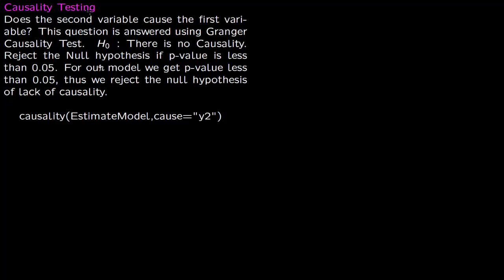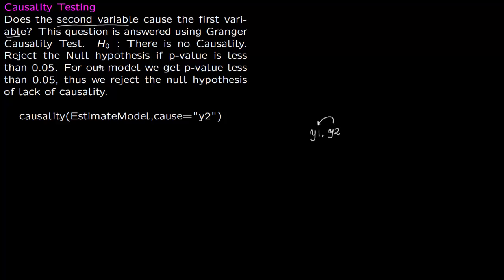Now we talk about causality testing. So the first thing is, does the second variable cause the first variable? We had a series, and in the series we had two variables, y1 and y2. There was a variable y1 and there was a variable y2, and we saw that y2 was part of y1. That is what our estimated equation showed.